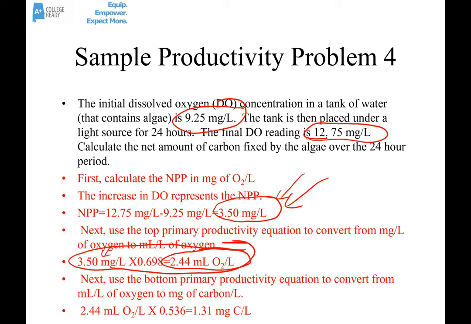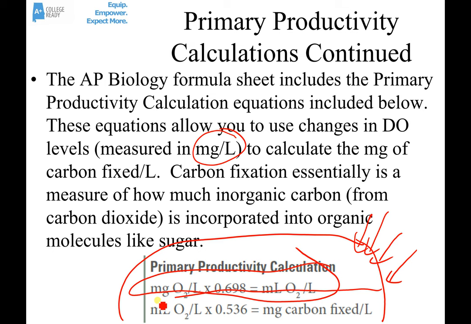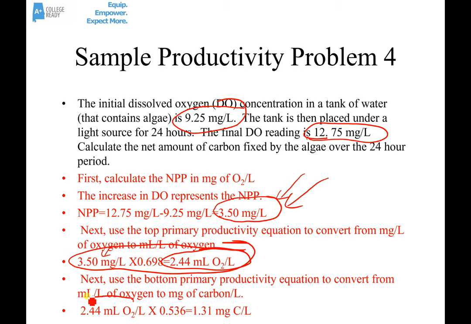Next, we'll use the bottom primary productivity equation, this one, to convert from milliliters of oxygen per liter of water to milligrams of carbon fixed per liter of water. So we take our 2.44 from the previous calculation. Our formula tells us to multiply that by 0.536. So our calculation tells us we have a net primary productivity of 1.31 milligrams of carbon fixed per liter of water. So this is how much carbon was stored as biomass during our 24-hour period.